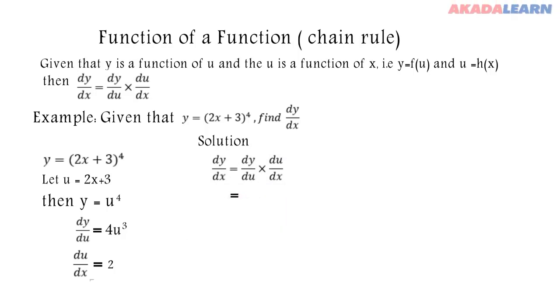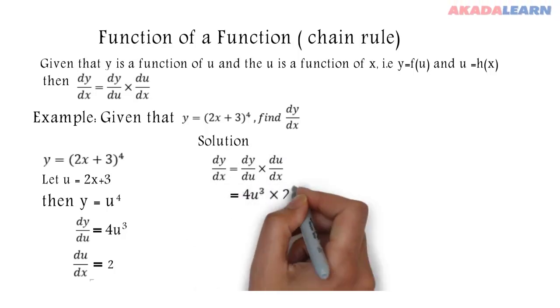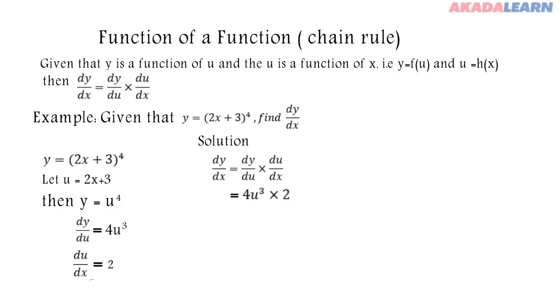So we'll have 4u raised to the power of 3 times 2. 2 times 4 is 8. So we have 8u raised to the power 3. But remember, initially we don't have a function called u, so we are going to replace u back with 2x plus 3.